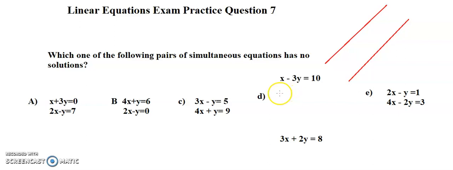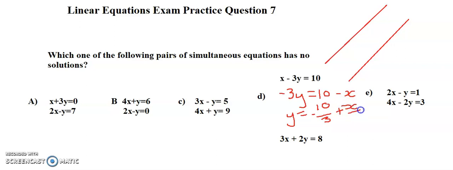That means I'm going to take x away from both sides, and I get negative 3y equals 10 minus x. I then divide everything by negative 3, and I get y equals negative 10 over 3 and positive x over 3. So my gradient here is 1/3.